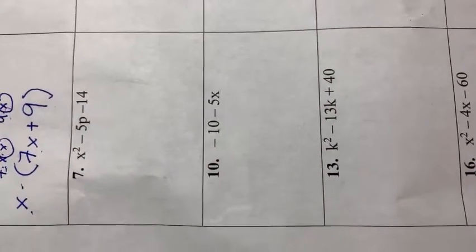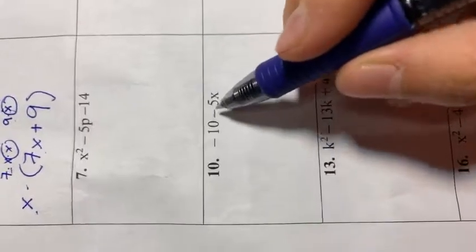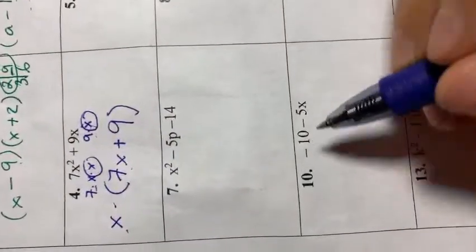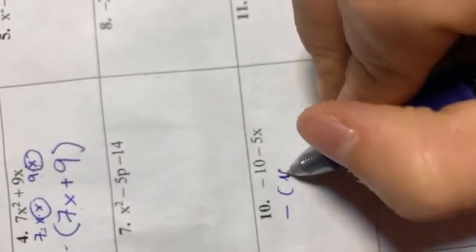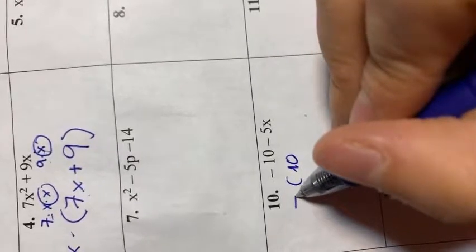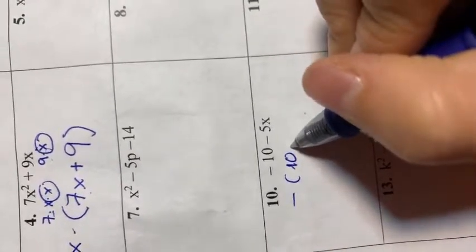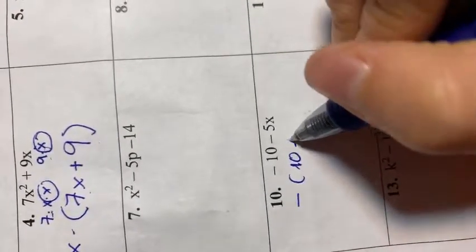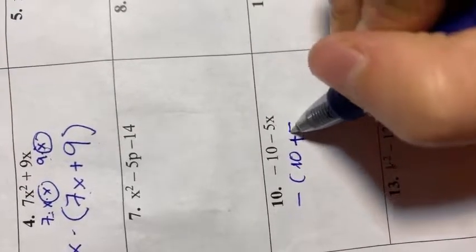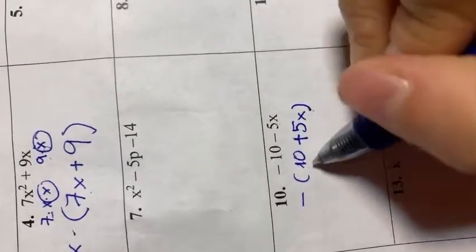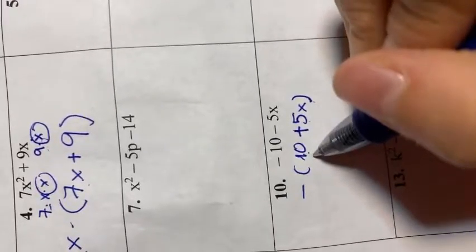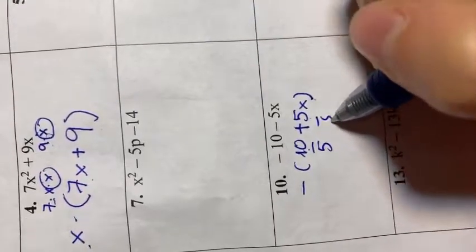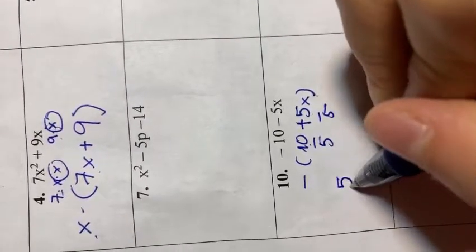Okay? Same thing with number 10. But this time we see the negative on the x. So what we do every time you see the negative is factor out the negative first. So factor out the negative from 10, we get positive 10. Factor out the negative from negative 5x, we get positive 5x. And then we see 10 and 5, they both can divide by 5. So let's divide that by 5, divide that by 5, and put 5 in the front.